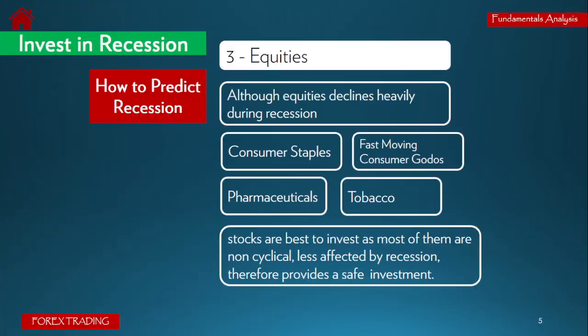So let's see number three, equities. Although equities decline heavily during recession, you can still invest in some companies during recession. For example, consumer staples, fast moving consumer goods, pharmaceuticals, and tobacco. These are companies that are on the better side during times of recession. These stocks are best to invest in as most of them are non-cyclical and less affected by recession, therefore they provide safe investments.